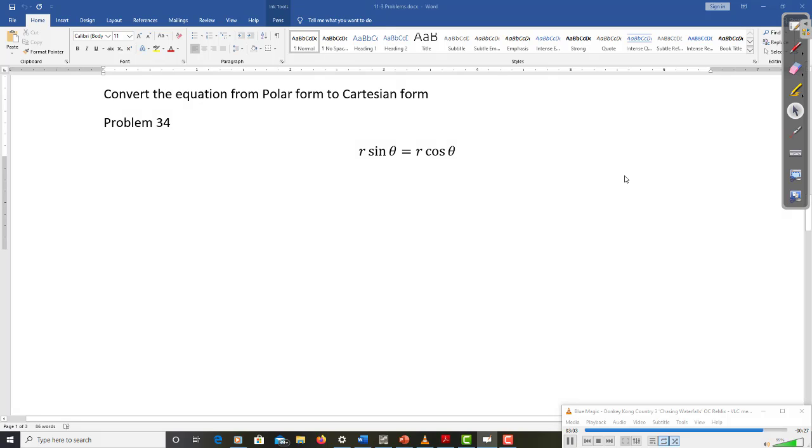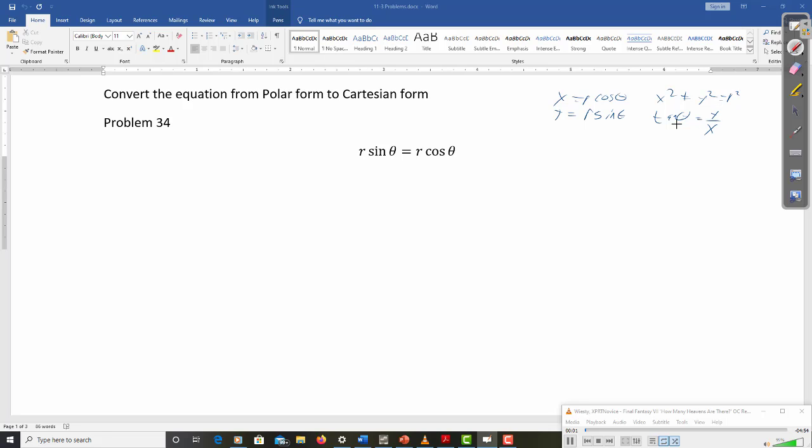Just the things to keep in mind, we had our formulas for this. We had x equal r cosine theta, y equal r sine theta, x squared plus y squared equal r squared, and tangent of theta is y over x, opposite over adjacent.